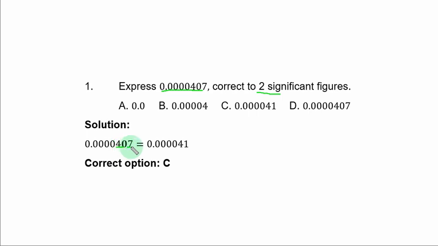Then we look at 7. 7 is above 5, so you round it up to 1. You add 1 to 0, it becomes 1. So the answer is 0.000041. C is the correct option.